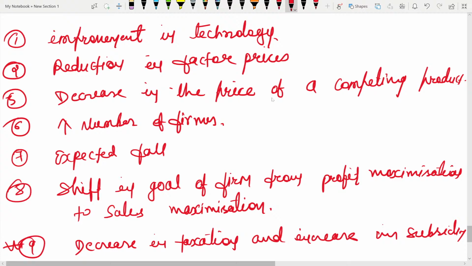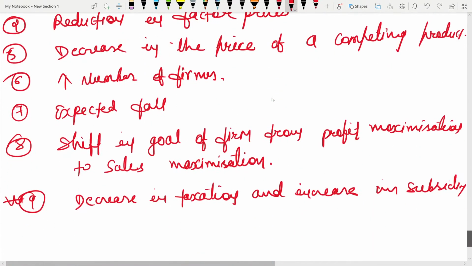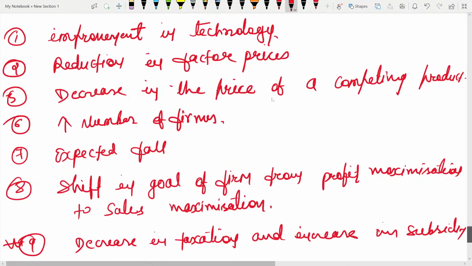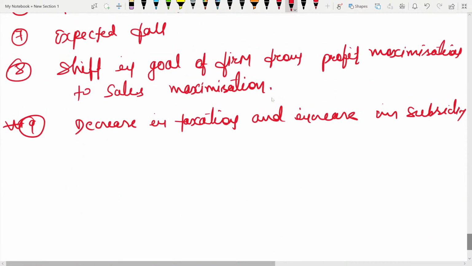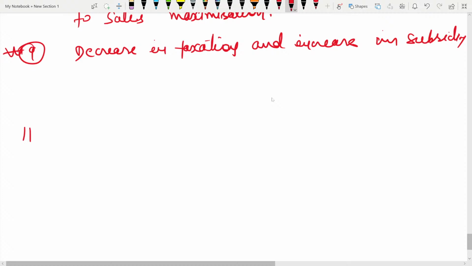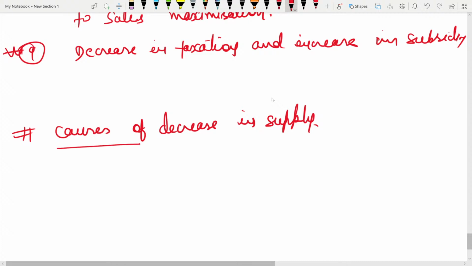Now, we have talked about the causes that are responsible for shifting in supply curve, that is forward shifting in supply. There are some causes, like improvement in technology and reduction in factor prices. These are the causes which are responsible for forward shift in supply curve. Now the last point is causes of decrease in supply. Here we are talking about what is responsible for decrease in supply.